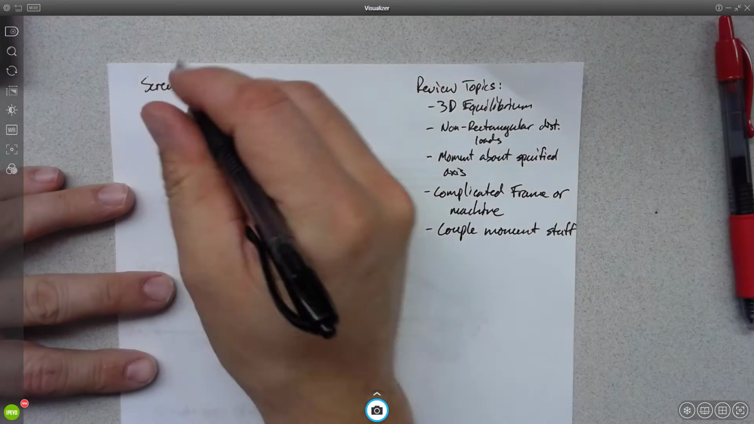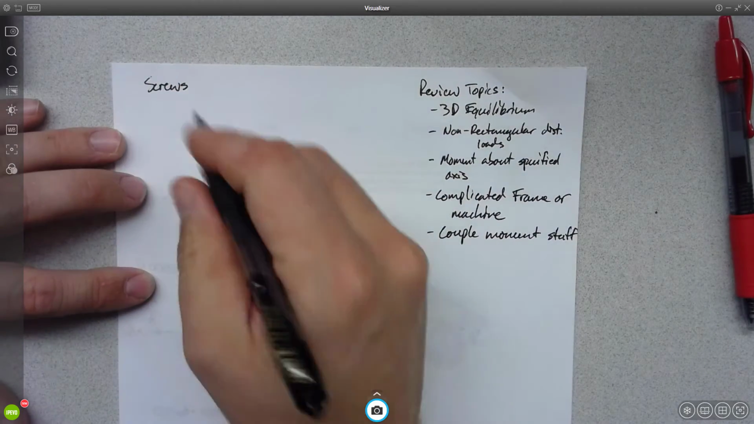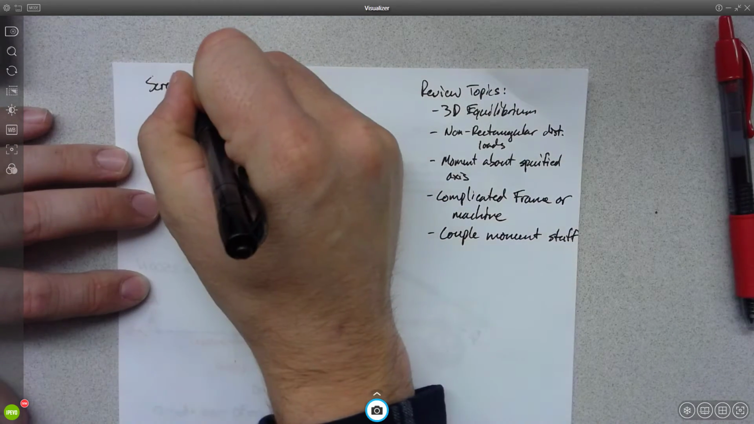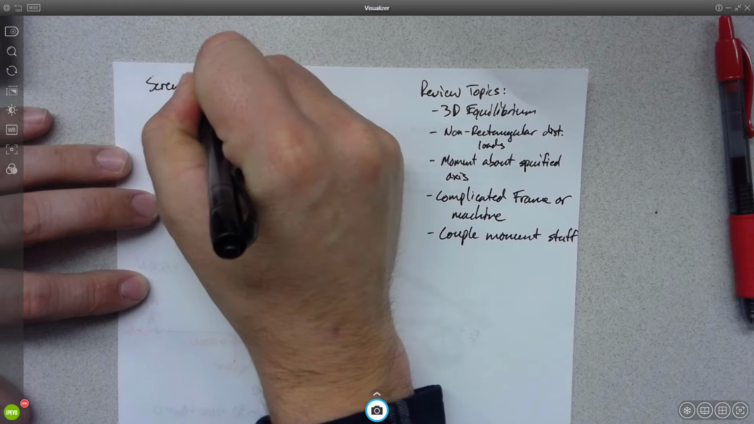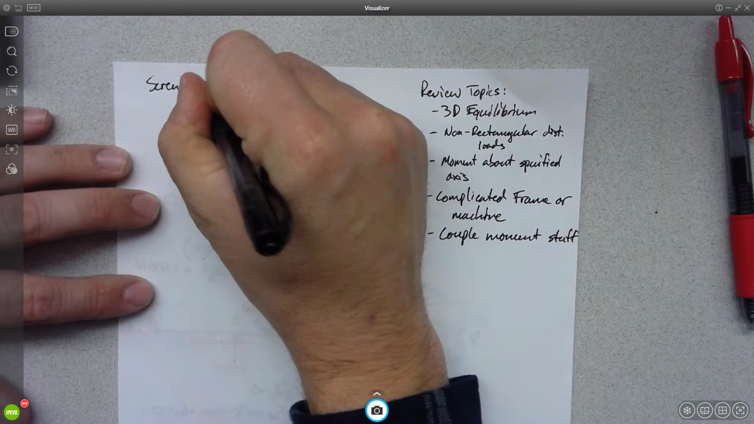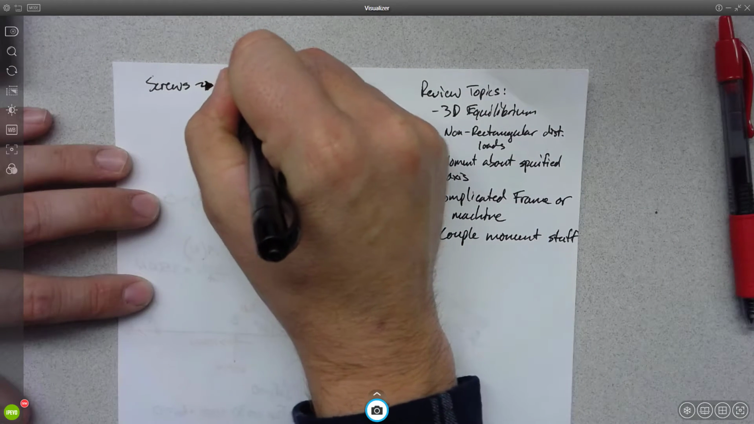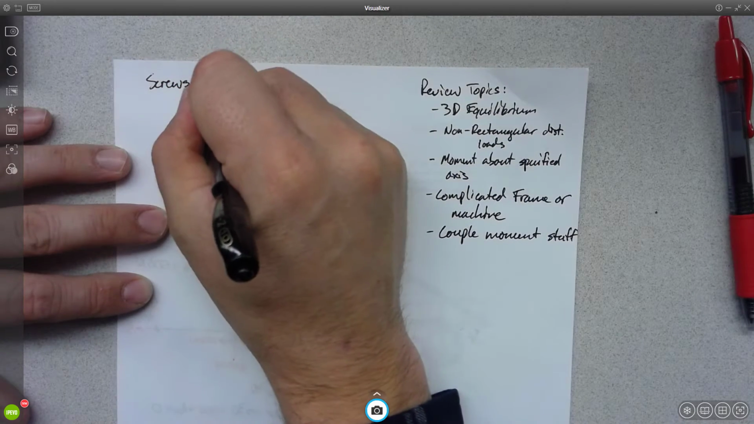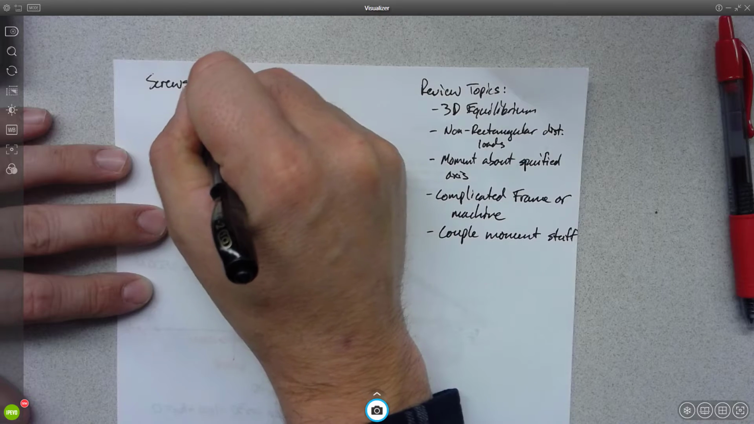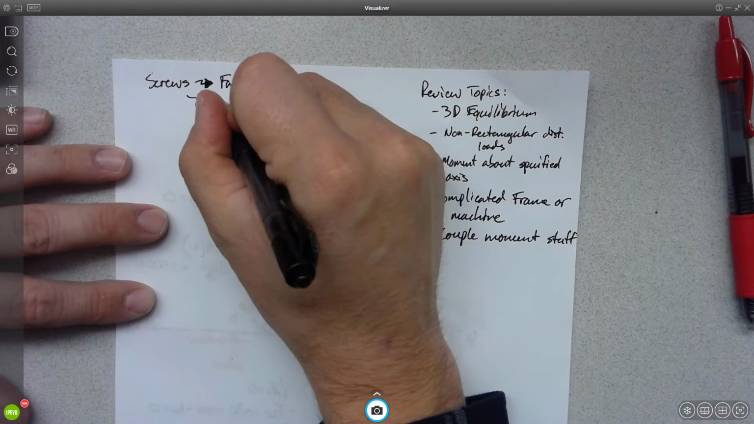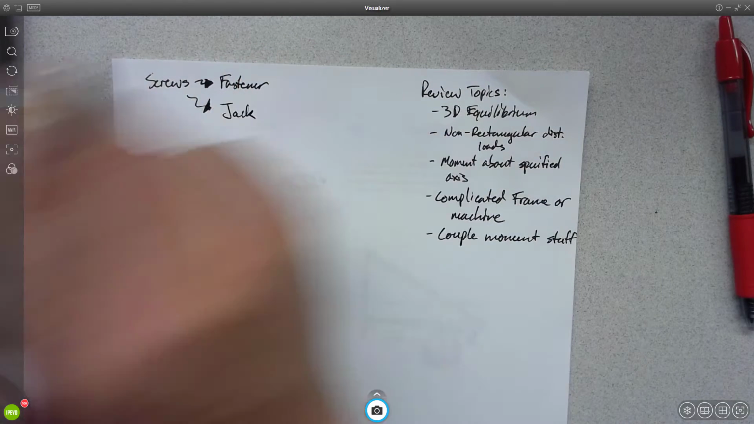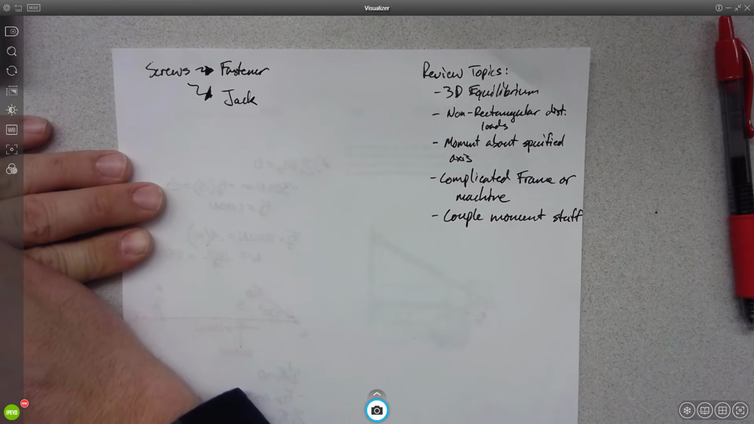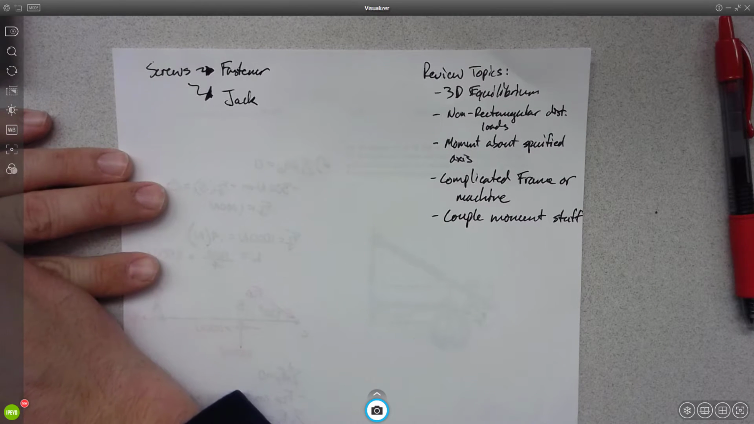All right. So screws. We're going to talk about screws today. We're not talking about screws in the sense of using something as a fastener. That's not what we're talking about. We're talking about screws like as a jack. Yeah, lifting or moving things, right?